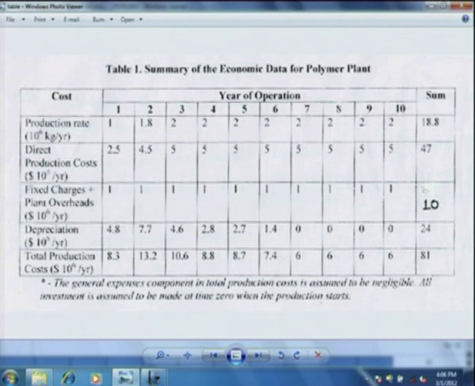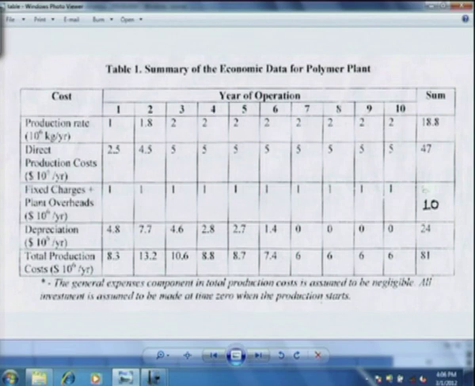The direct production cost, first year it is 2.5 million, second year 4.5 million, third year onwards it is fixed at 5 million. Fixed charges plus plant overhead are constant throughout, that is $1 million per year. Depreciation we have calculated according to MACRS method. Subsequently we shall see one problem on accelerated cost recovery system analysis. So for time being you can take these values for granted.